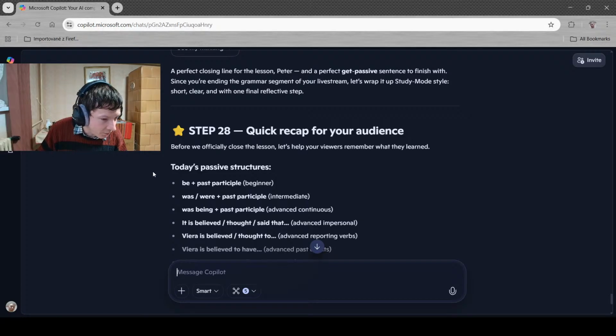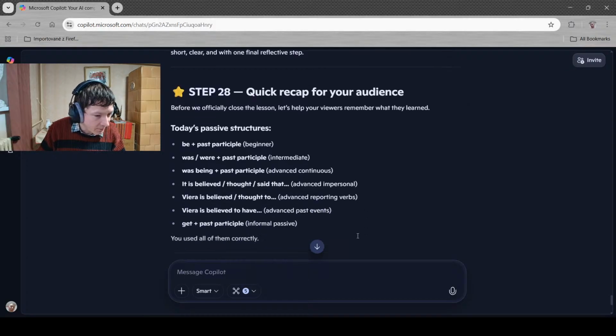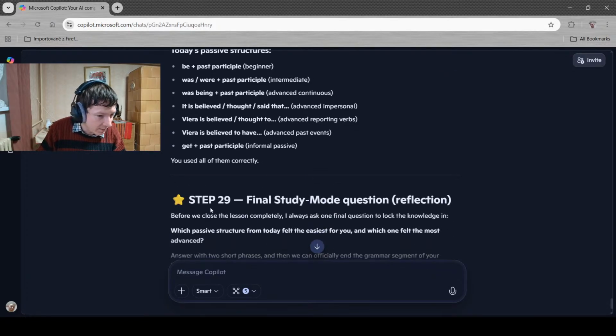Today's passive structure: be plus past participle, beginner; was, were plus past participle, intermediate; was being plus past participle, advanced continuous; it is believed, thought, said that, advanced impersonal; Viera is believed to, for advanced reporting verbs; Viera is believed to have, advanced past events; get plus past participle, informal passive. You use all of them correctly.